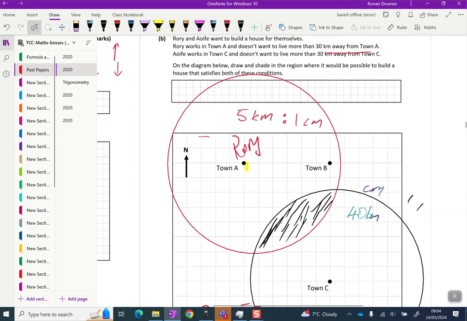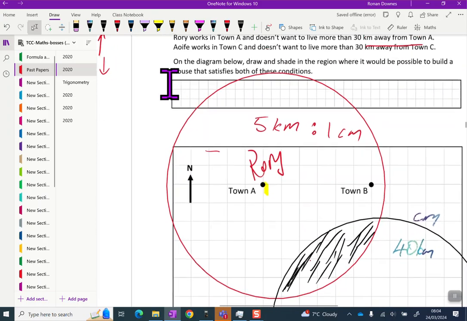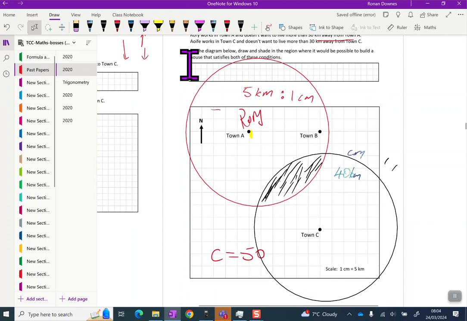Draw and shade the region where it would be possible to build a house that satisfies both of these conditions. Okay, so that was just simple use of the compass. As always, students, I will see you in the next one.